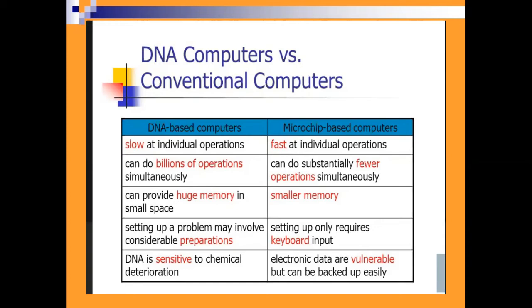DNA is sensitive to chemical deterioration, or any chemical spillage. DNA is highly reactive and sensitive to chemicals. So that problem is there in the DNA computer. Here, everything is electronic data. Electronic data are vulnerable to other problems, but can be backed up easily.